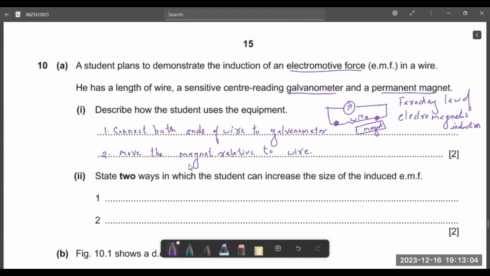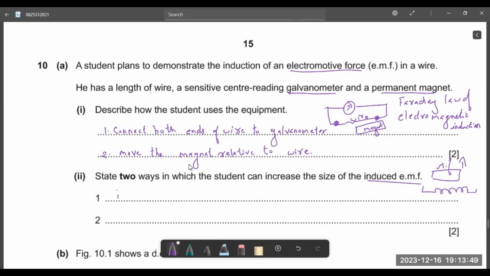Next, state two ways in which the student can increase the size of the induced EMF. How can we increase the induced EMF? If you increase the strength of the magnetic field, the induced EMF will be more. Or if we turn the wire into more number of turns, the induced EMF will be more. And if you increase the speed of the magnet, we can increase the induced EMF.